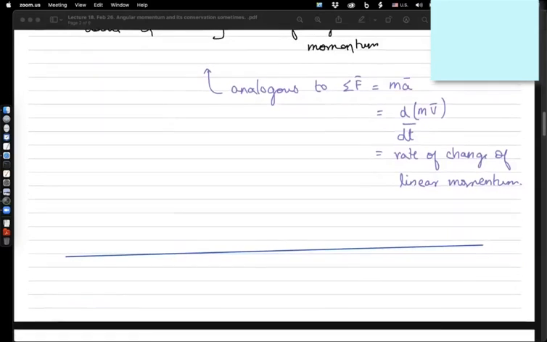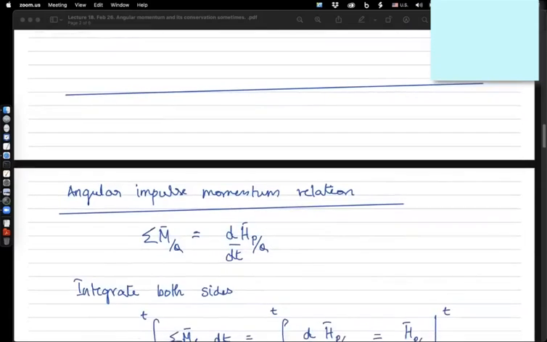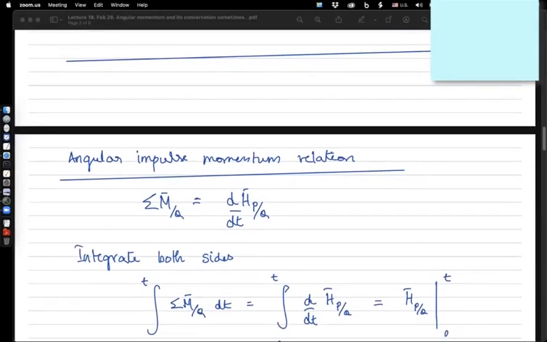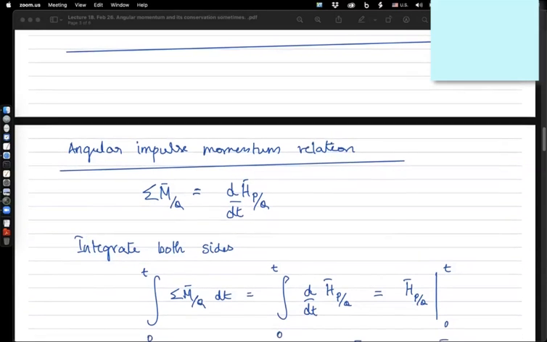Okay. So, like we said, this is kind of like F equals ma, sum of forces equals ma. Just like we had the linear impulse momentum relationship, where the integral of forces equals the change in linear momentum, which is what we did last couple of lectures. We can integrate both sides.